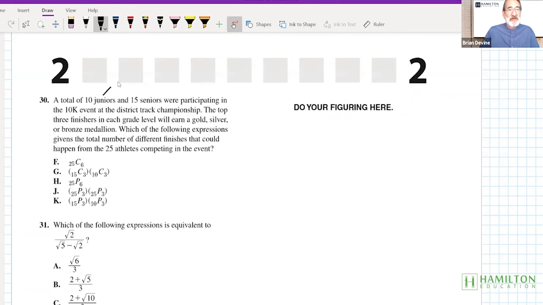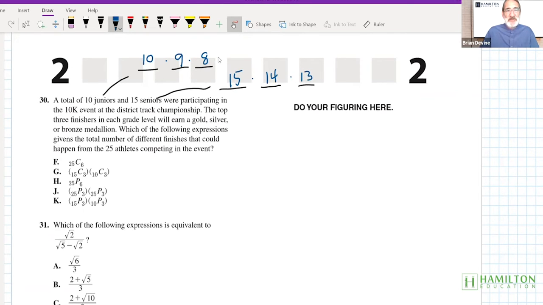In fact, I know that I'm going to have first, second, third for juniors, and I'm going to have first, second, third for seniors. And so I'll have 10 possibilities for first, and then 1 came in, there's 9 possibilities, and then 1 came in, there's 8. So I would have 10 times 9 times 8 possibilities for medals for juniors, and then 15 times 14 times 13 for seniors.